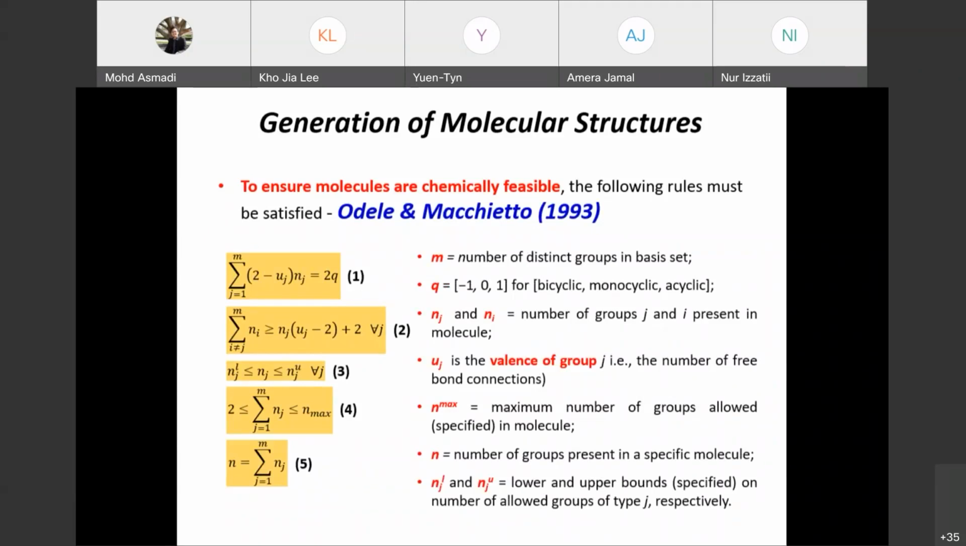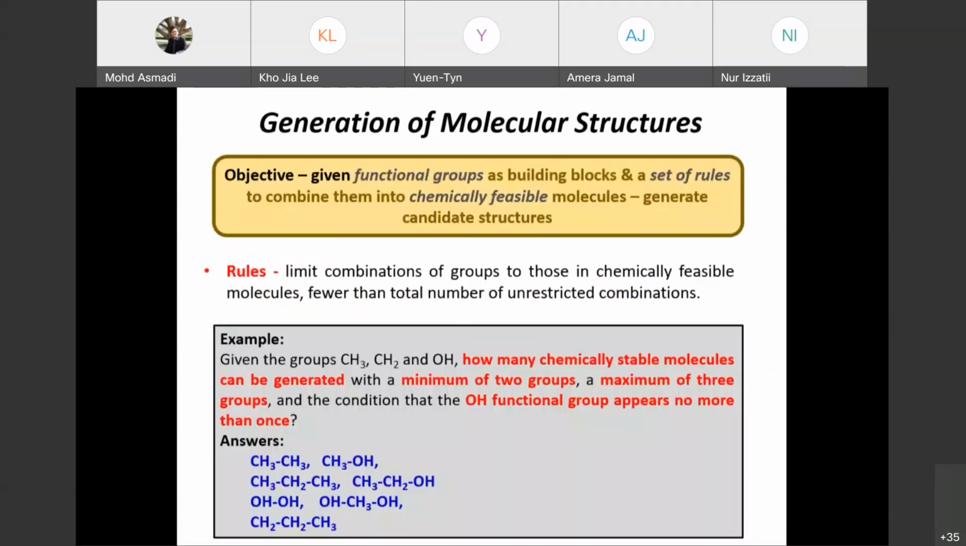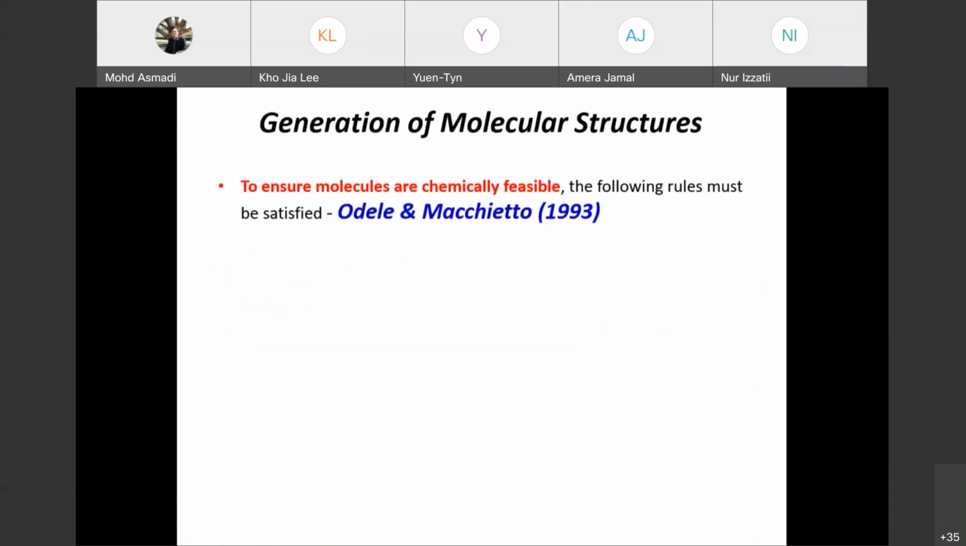How many? Okay, NJL and NJU are the lower and upper bounds on the specified number of allowed groups of type J. Generally the lower bound is 0. For NJL, we set it as 0 generally. The upper bound depends on how many groups are possible in the molecule. For example, a minimum of 2 groups, maximum is 3 groups. So maximum is 3 or 2 that we can generate.